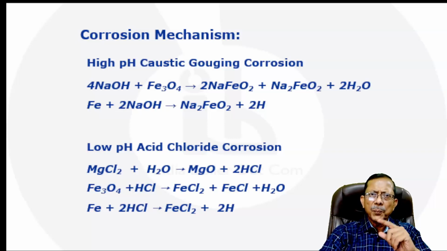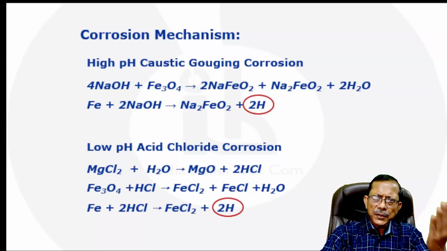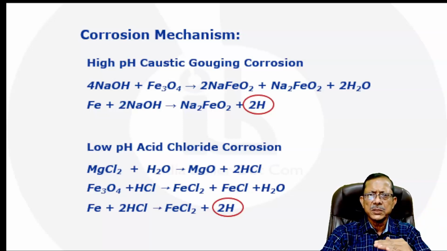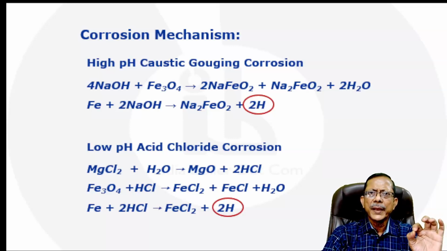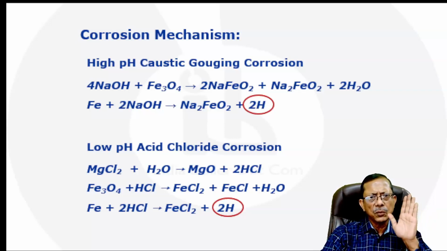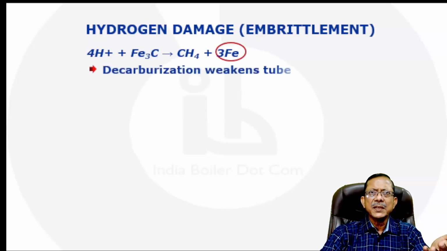And then you see, in both the cases, there is a generation of atomic hydrogen. From the caustic corrosion also I am getting atomic hydrogen. From the chloride corrosion also I am getting atomic hydrogen. Now this atomic hydrogen, being almost the smallest thing in this world, right, it can go anywhere. So on the metal, when it forms, it can go inside the metal, inside the carbon steel. And then what it can do is it can leach the carbon from the carbon steel and become methane. We call it decarbonization, and it weakens the tube.